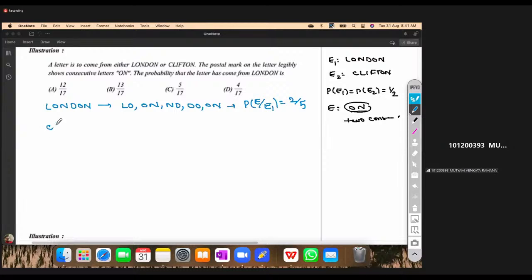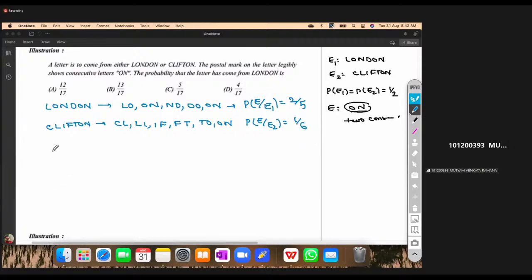Now what about Clifton? In this one, what is the thing? CL, LI, IF, FT, TO, ON. 1, 2, 3, 4, 5, 6. So probability of E given E2 is equal to 1 out of 6.